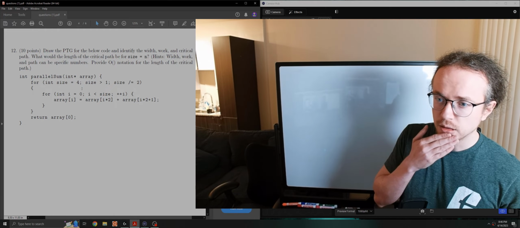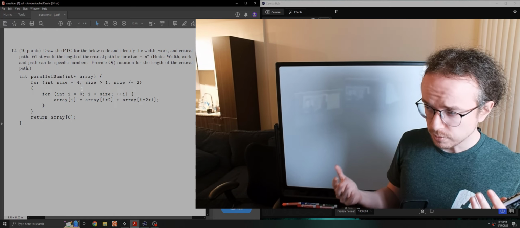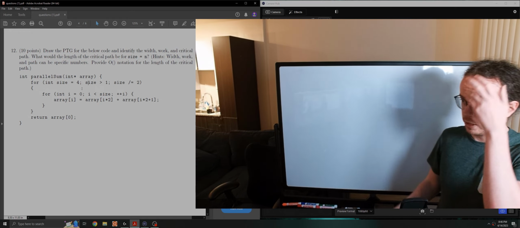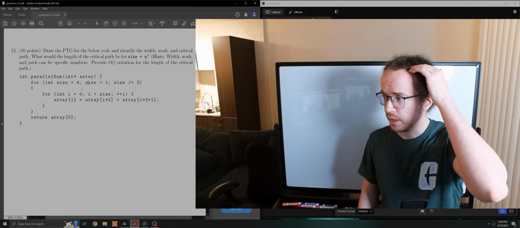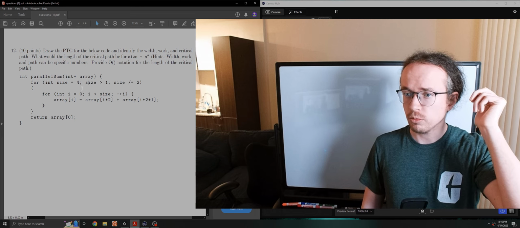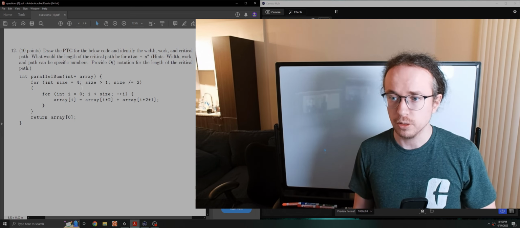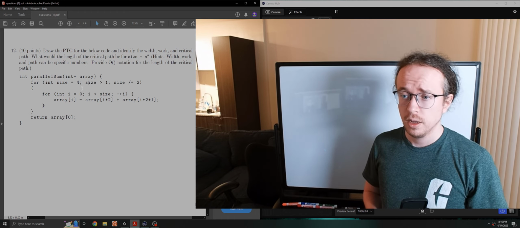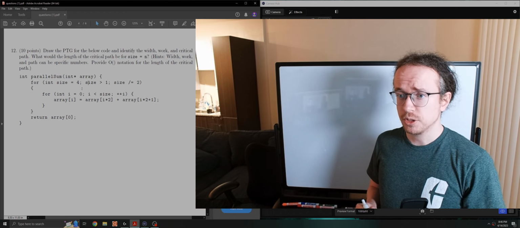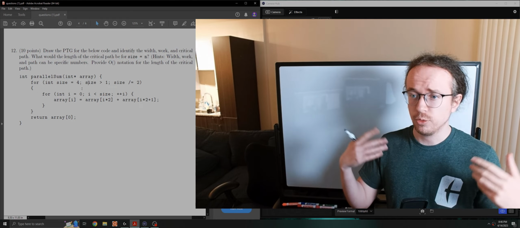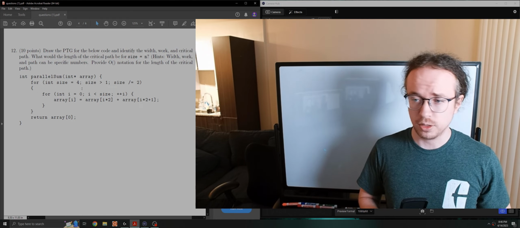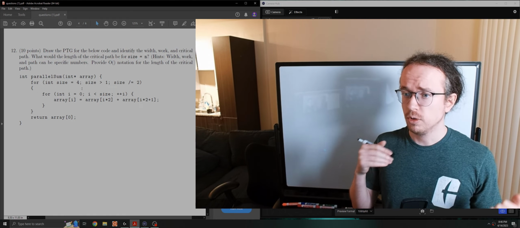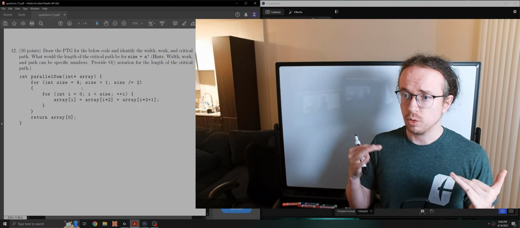So this is asking you to draw a PTG. What I really want to get across about PTGs is that you don't need to know anything about the code. You don't need to understand what it does or how it works. You just need to be able to think at a very low level: what does a single line of code do? What data does it access is the key point.